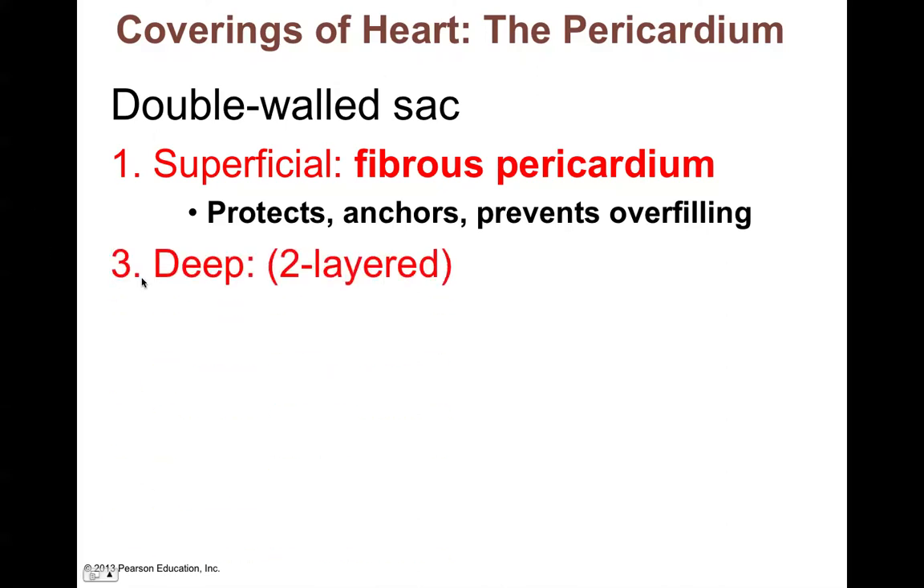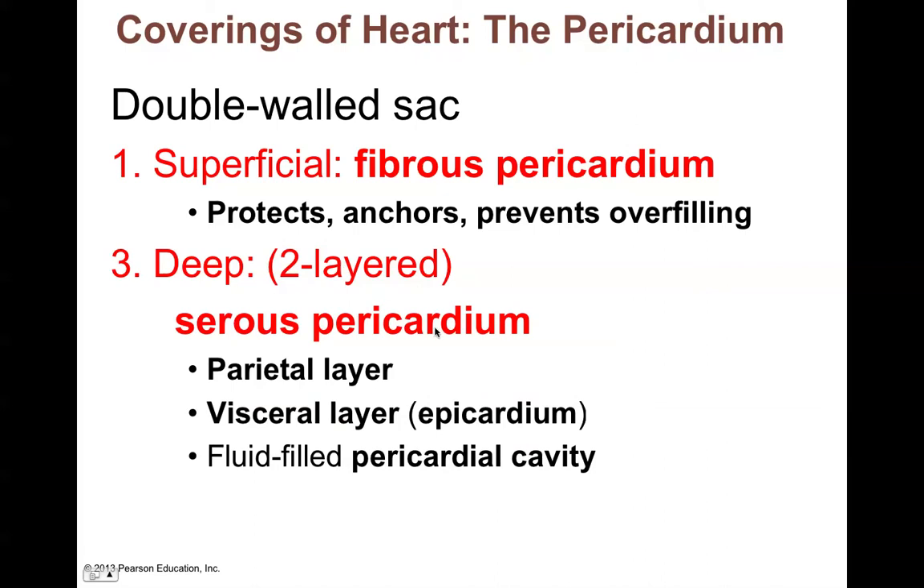Then there's a deep two-layered covering, and this one is called the serous pericardium. And the serous pericardium is actually divided into the parietal layer and the visceral layer. So the visceral, remember, parietal would be out toward the body cavity, but the visceral layer is clinging very tightly to the organ here, and we call this with the heart the epicardium.